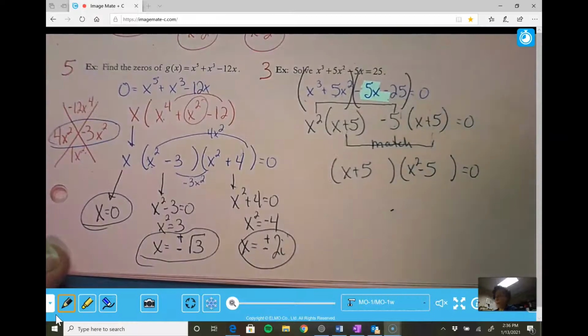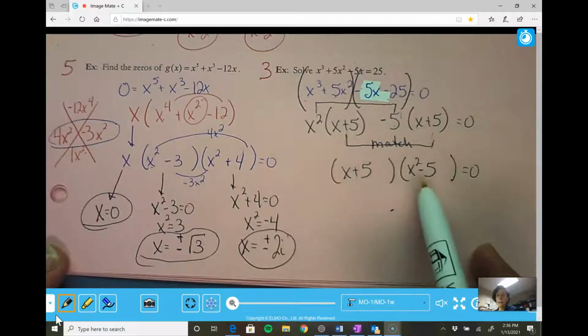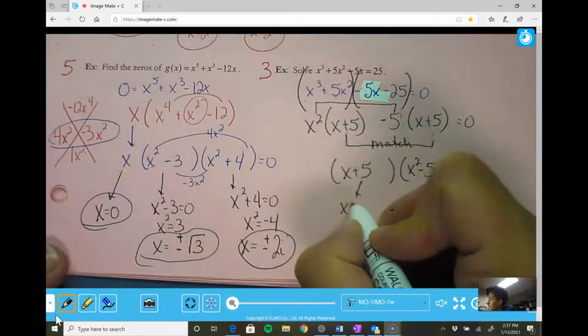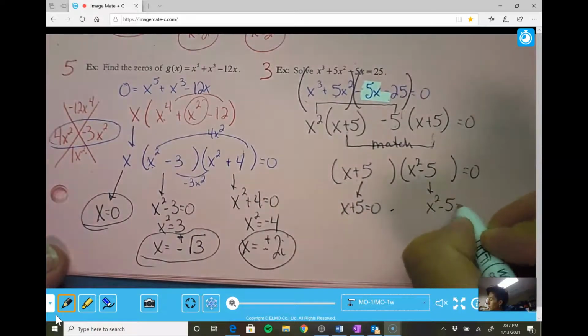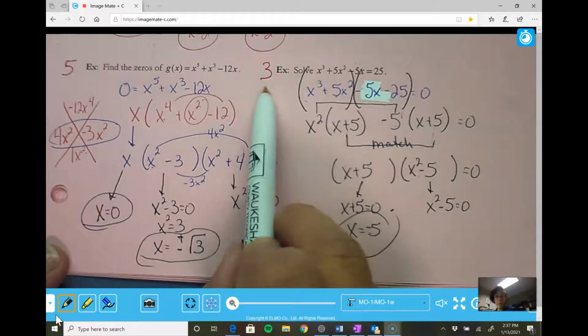Again, I think I'm done, but I'm going to look for a difference of squares. So first, this is addition, it's not a difference, so not there. This is subtraction, so it is a difference, but 5 does not have this nice square root, so I'll just leave it as it is. And then again, I just take each factor, I set it equal to 0. Here I would just subtract 5, so there's one of my 3 answers.